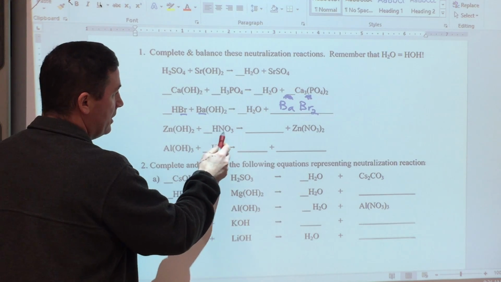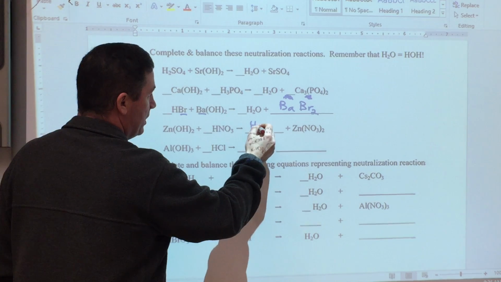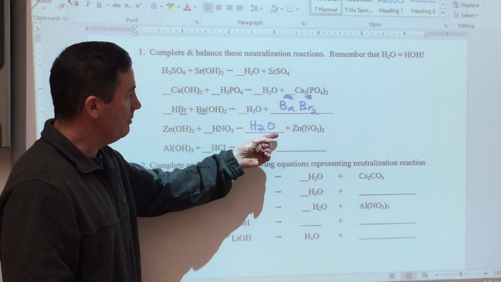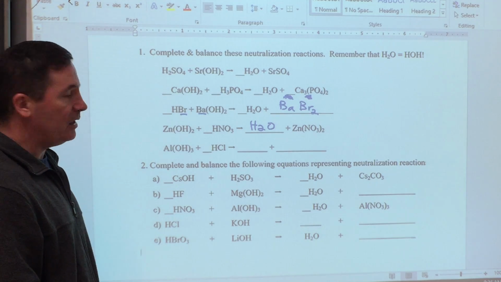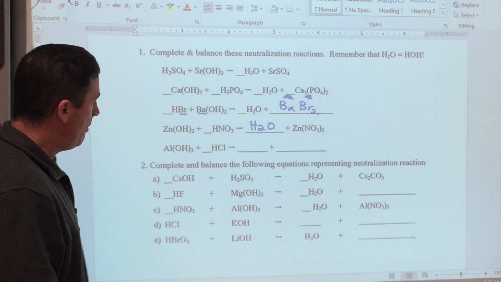So the zinc is going to combine with the nitrate, as you see here, and water is always going to be an end product. So this solution here is actually going to be slightly acidic because I have a strong acid and a weak base.